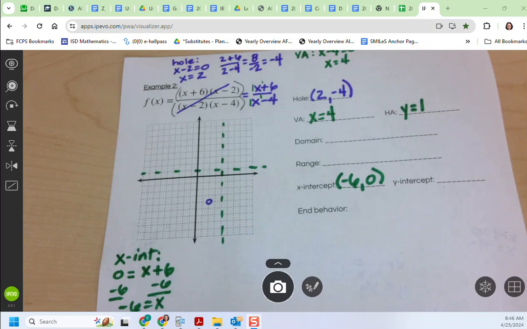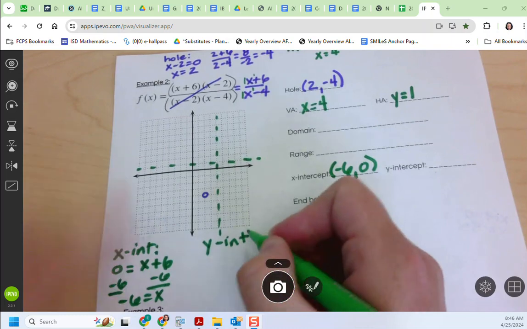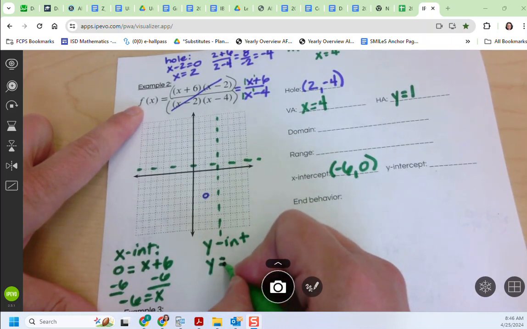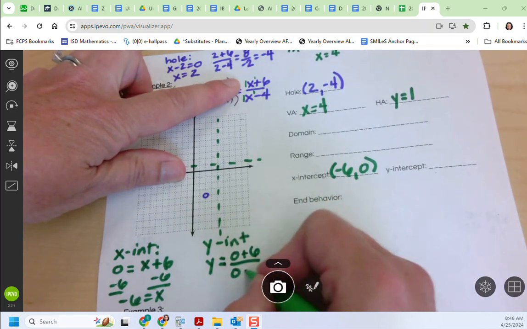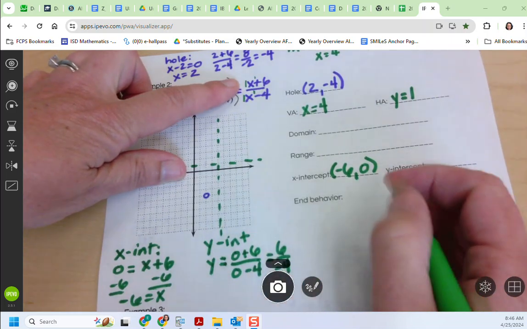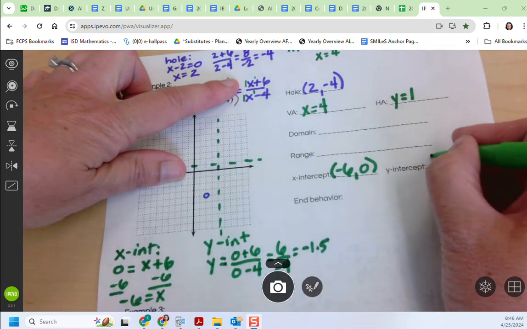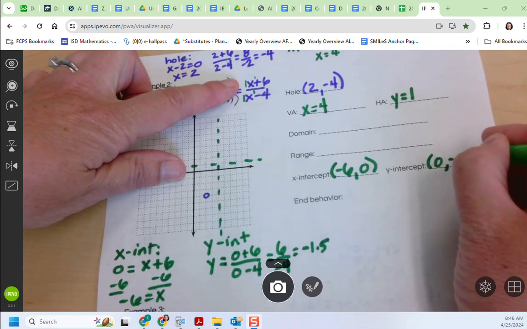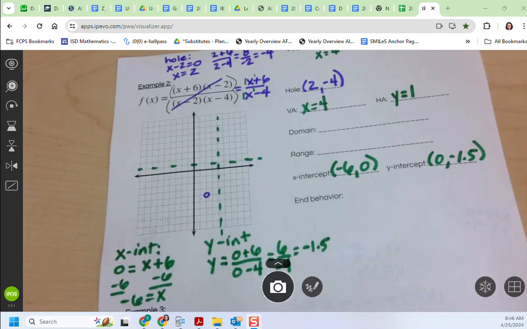What did you guys get for a y-intercept? I think that's what I got. Yeah, let's look. So for y-intercept, instead of f of x, I can just write y. They're the same thing. And then I'm going to put 0 plus 6, 0 minus 4, and 6 over negative 4. You could have negative 3/2 if you like fractions, or you could have negative 1.5. All right, we're going to graph those, and those are going to be solid points, not empty points.